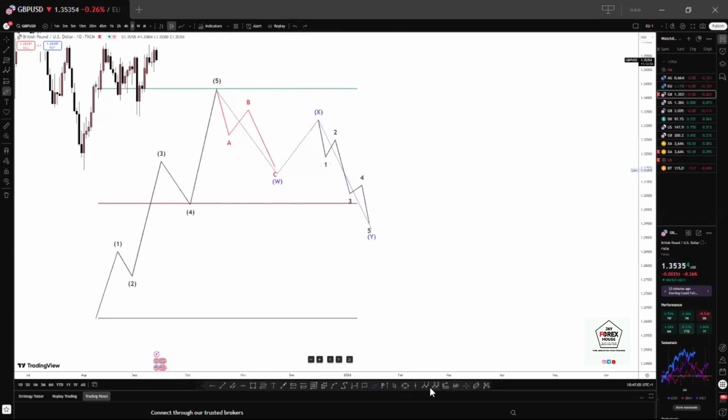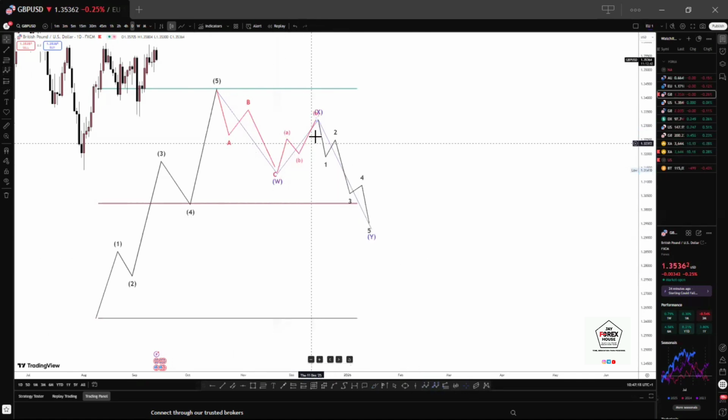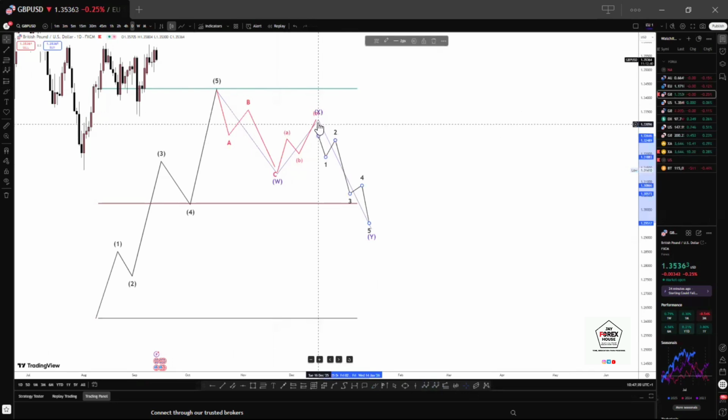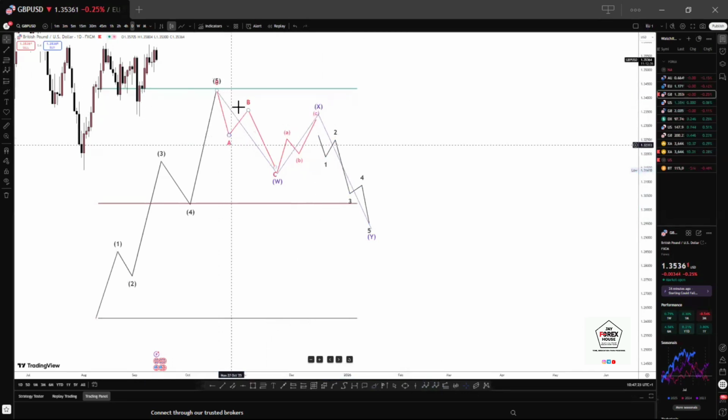So also, wave W can appear in the form of 1, 2, 3, 4, 5. But wave X has to be in the form of an A, B, C. And that's because it's supposed to be a correction, like what I just explained to you guys earlier. So it's supposed to be a correction within wave W. So it can't really be an impulsive move.